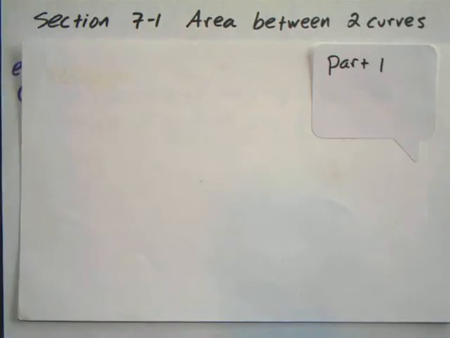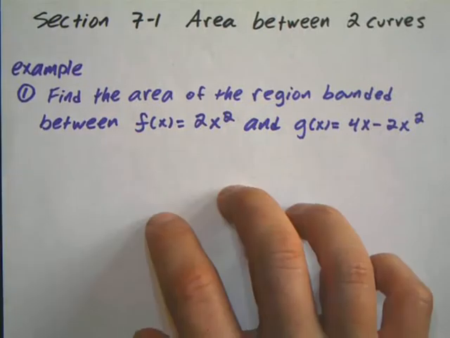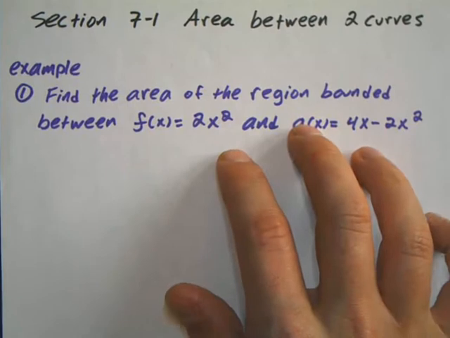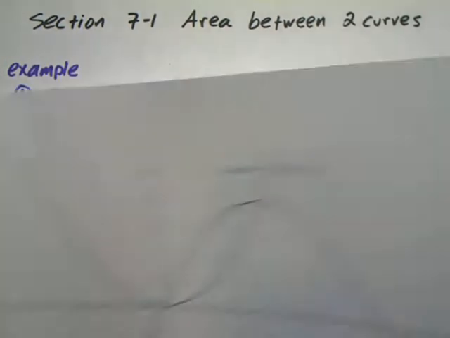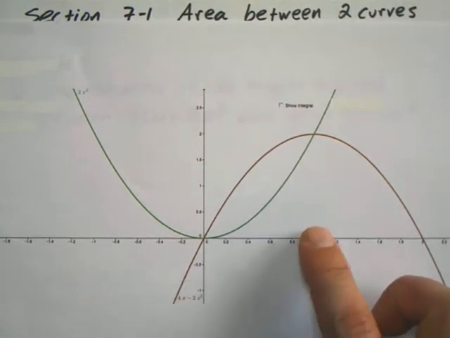This is part one of section 7.1, finding the area between two curves. Here's the first example, composite. I'll go ahead and set this up and I'll explain what's going on before we actually dive into solving it. So I went ahead and graphed the curve. I'll zoom in so you can pause it and sketch a very accurate and detailed graph.